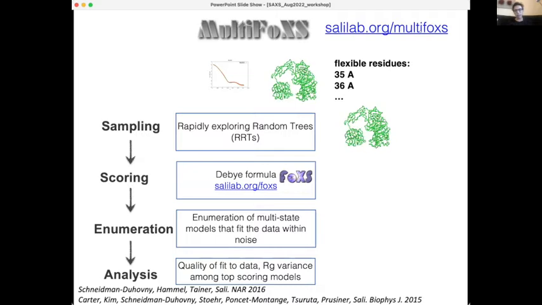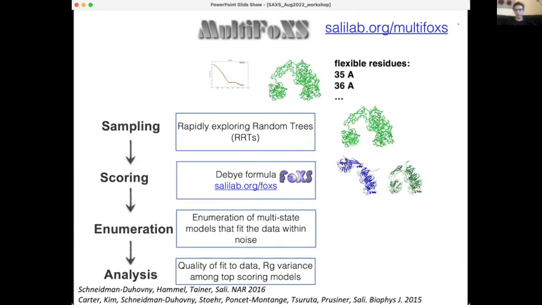We can limit the sampling to the linkers between the domains and those disordered regions. What we have to do is produce this list of flexible residues, and then we can use a sampling algorithm to generate many conformations for our system. Then we can use FoXS to calculate all the profiles, and then we need to select subsets of conformations that fit the data best. Those subsets are actually the multi-state models.